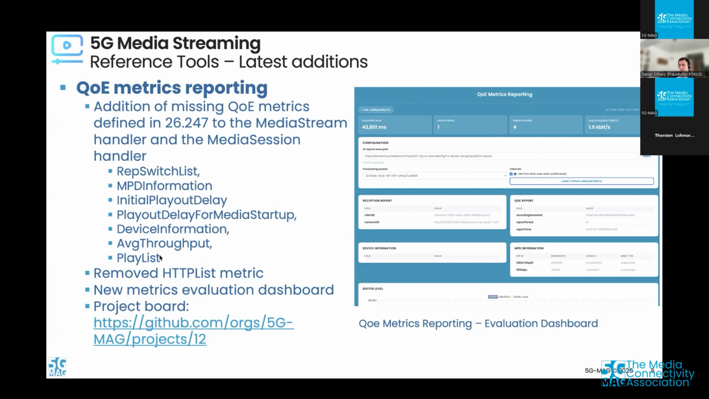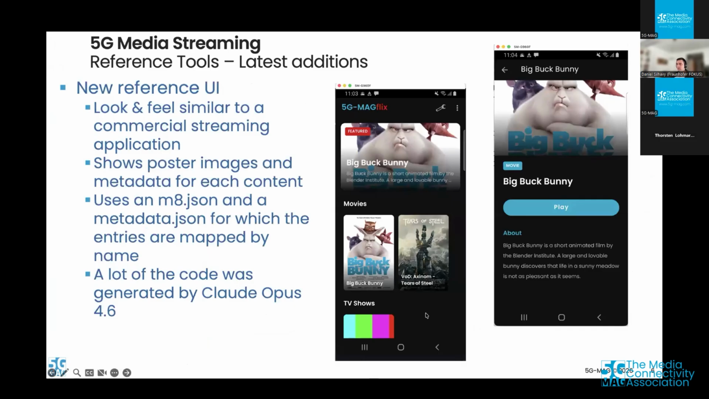I mentioned that, so there's a project board if you want to know the details. Then what was also added on top, and again, AI played a main role here, is an application that gives you the look and the feel of a commercial streaming application, because for developers, what we had so far with all these different configuration options is okay. But if you go to a trade show, it's kind of hard to explain what we are doing here. So we came up with this UI.